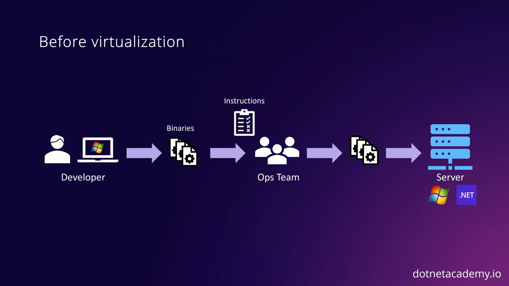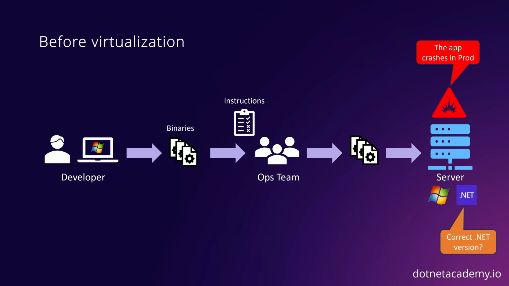But unfortunately, things don't go as expected and the updated application crashes a few moments after completing the deployment. What could have gone wrong? Well, to start with, we may want to check that the server has the correct version of the .NET runtime that the developer specified. Then, we may also want to make sure that the server uses the closest OS version to the one used by the developer in his box.